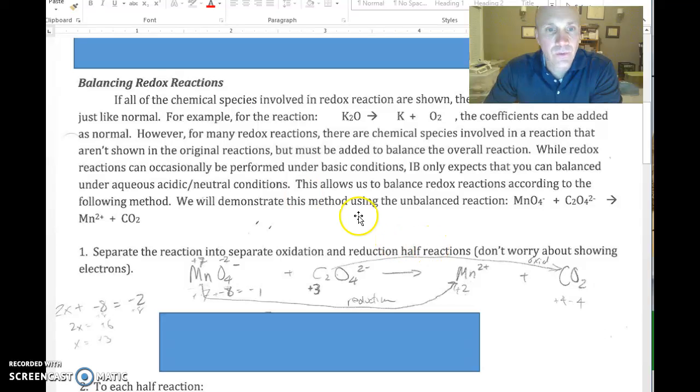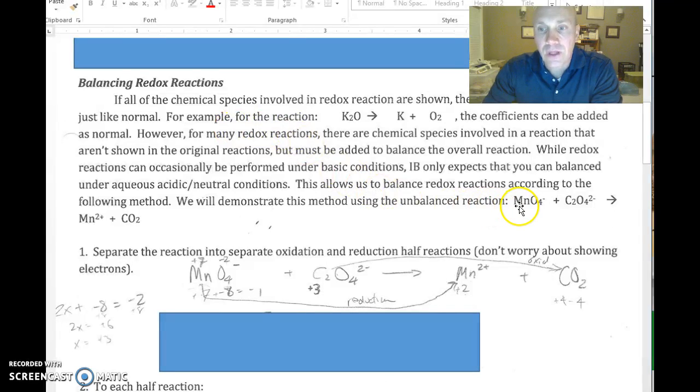Hey, so in this video we're going to talk about balancing redox reactions. I know that you have a lot of experience in balancing traditional reactions, and some of the reactions that you've balanced before are actually redox reactions, but there's a certain type of redox reaction that is a little bit more complicated than types of reactions that we've done in the past.